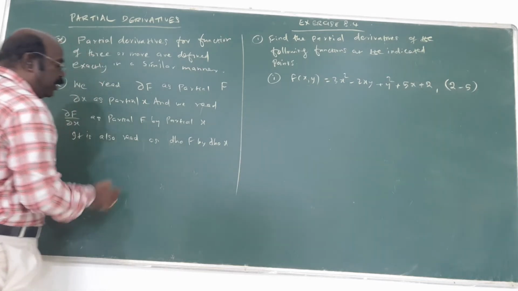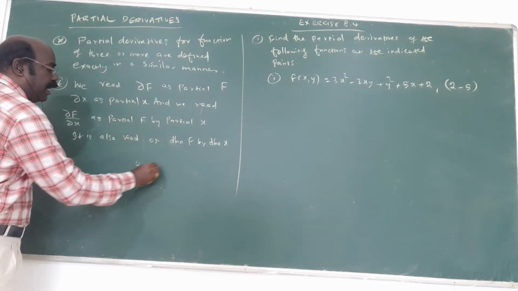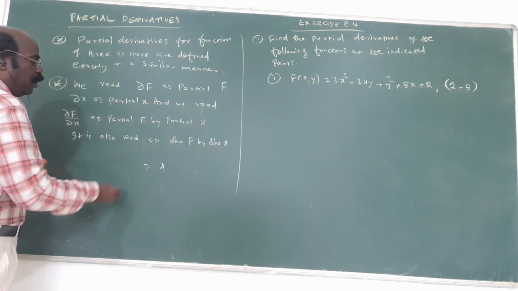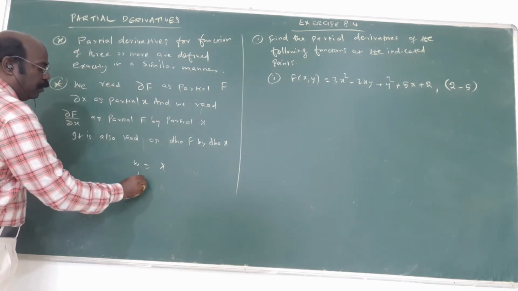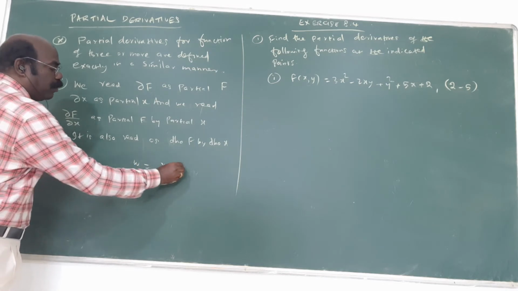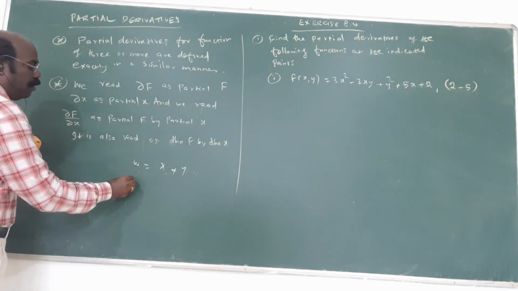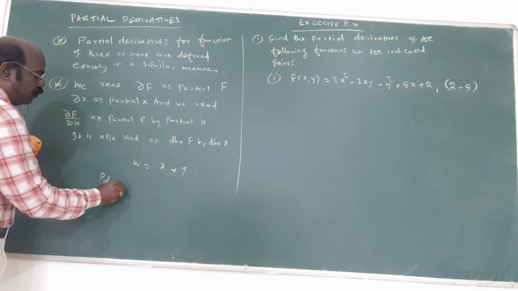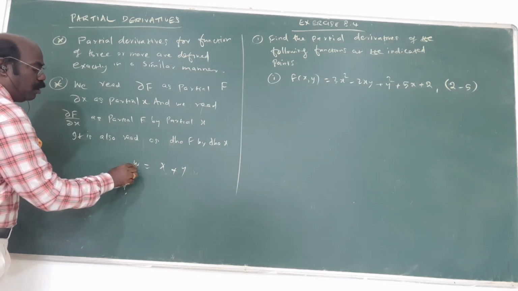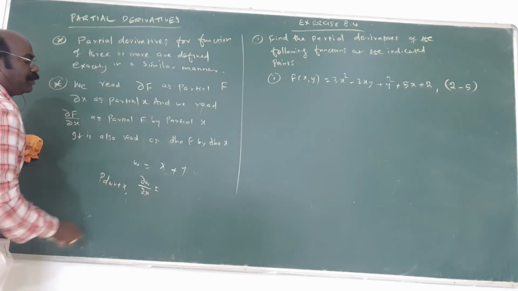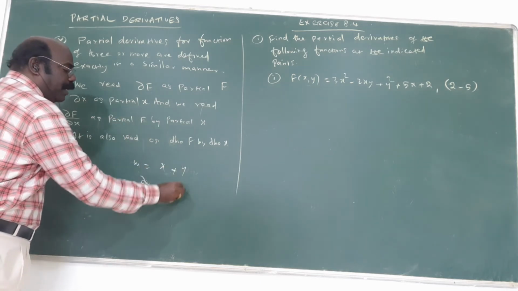What does partially mean? For example, previously we had w in terms of x only, which means only ordinary derivatives. But here w is in terms of x and y. Suppose w is x plus y. Now partially differentiate with respect to x, that means del w by del x. X is a variable, y is constant, y is coming separately. This is 1 plus 0.